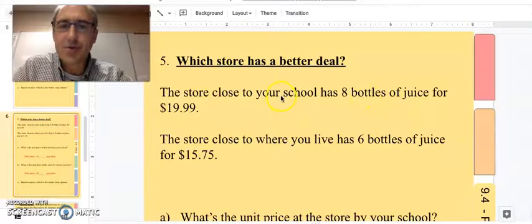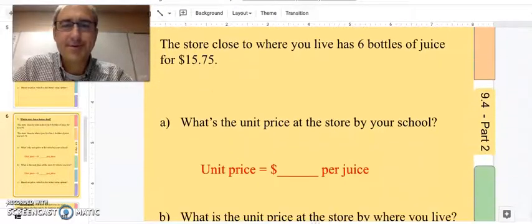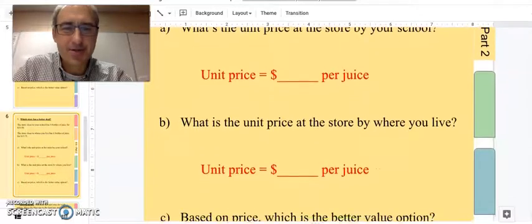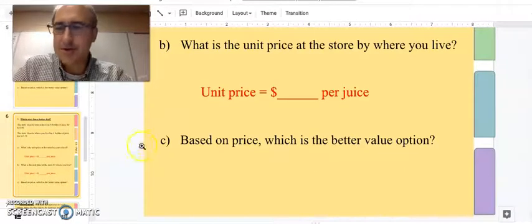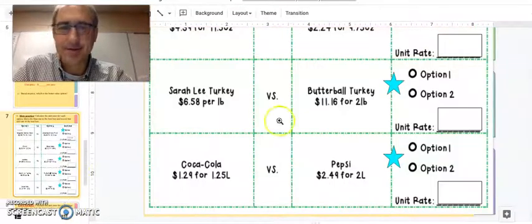All right, which store has the better deal? The store close to your school has 8 bottles of juice for $19.99. The store close to where you live has 6 bottles of juice for $15.75. Do you know what you're going to do here? Yep. Calculate the school, calculate the store, which is the better deal.